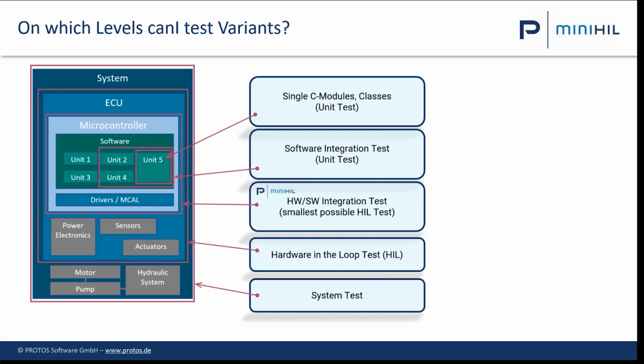So now, on which level can I test variants? Very good. On the pure software level, the unit test level, it's very easy to test variants, or at least not so hard to do, because you have the complete code there, and you can run all the tests on a software basis.